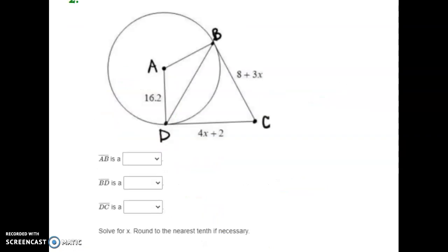Number 2, AB. Looks like it's a radius. BD has two endpoints on the circle, so that's a chord. It doesn't go through the center, so it's not a diameter. And then DC, where's D? Here. DC touches the circle one time, so that's a tangent.